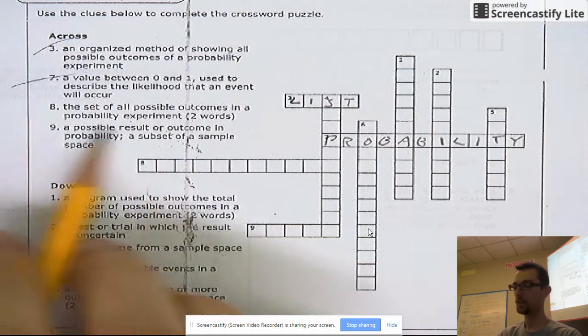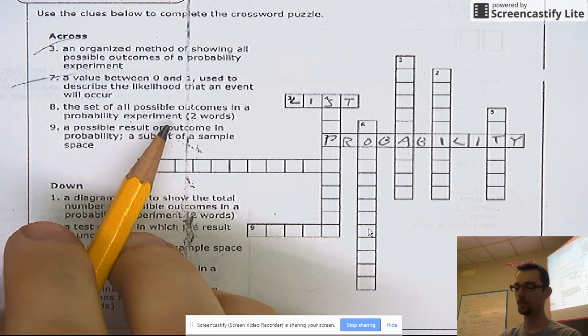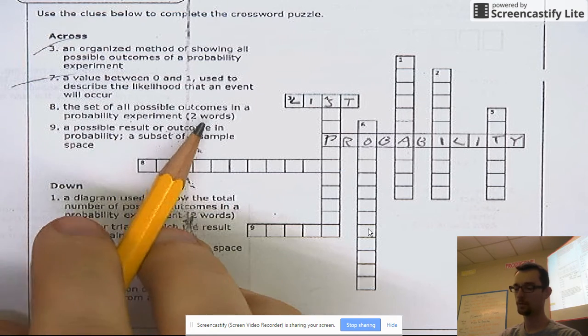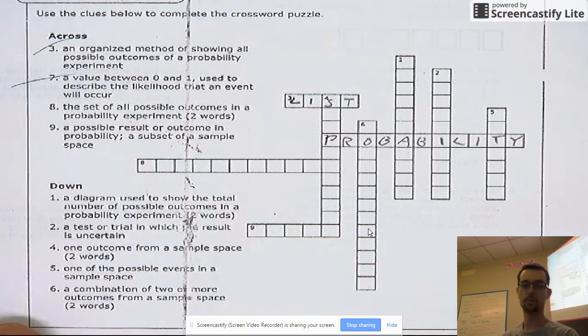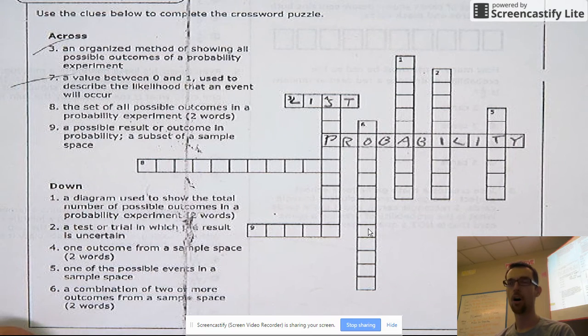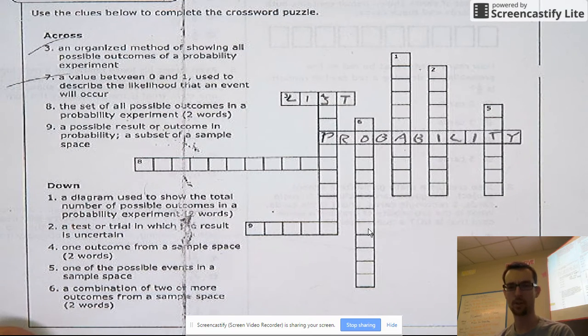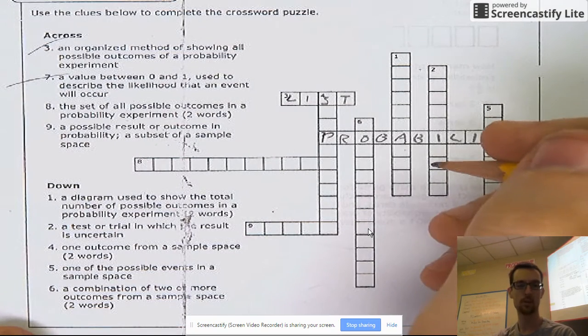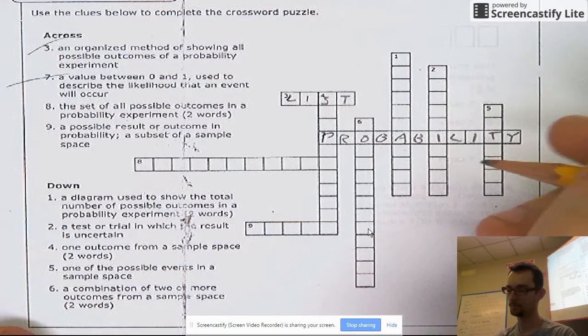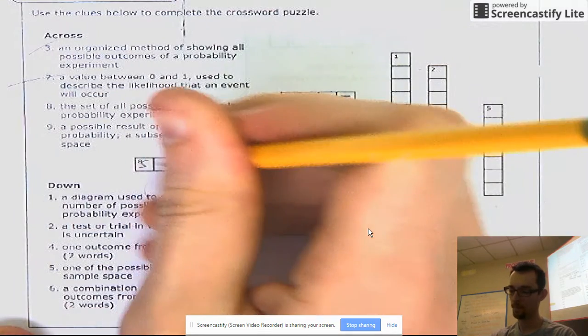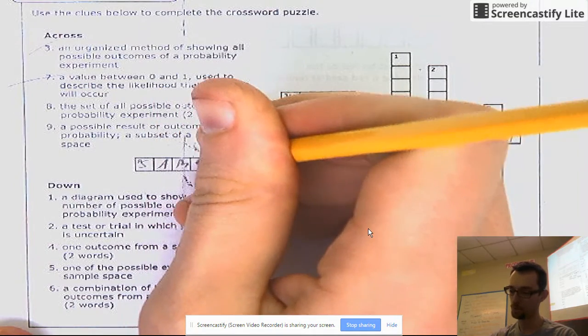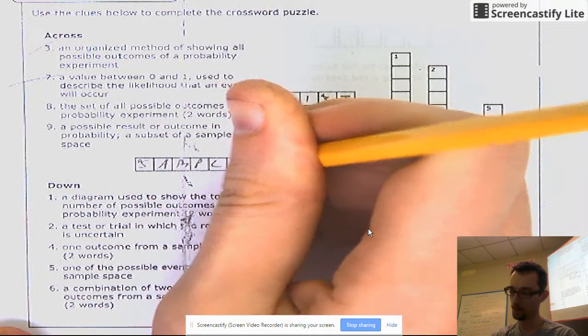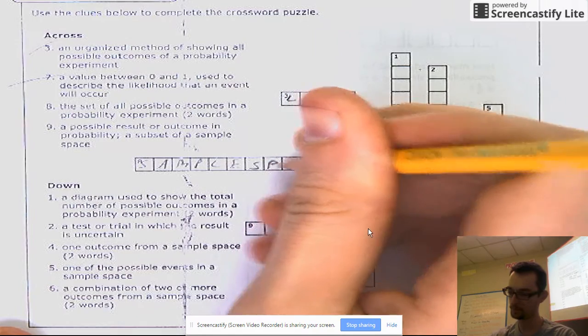All right, number 8. The set of all possible outcomes in a probability experiment. And there's 2 words. Some of that's all your outcomes. That's the entire. It's like outer space, right? The whole universe. It's your whole space. So that's called your sample space. The whole universe of possibilities.